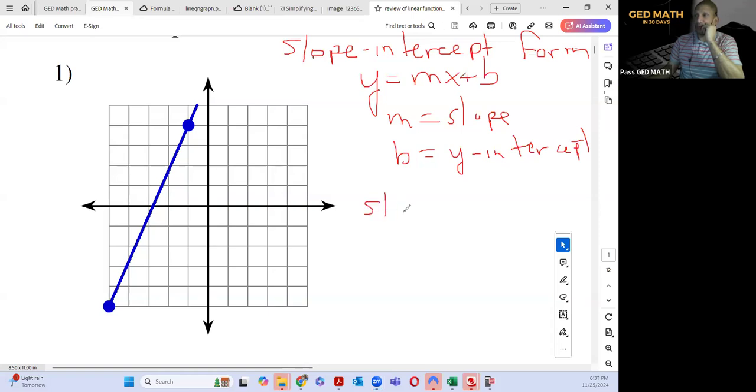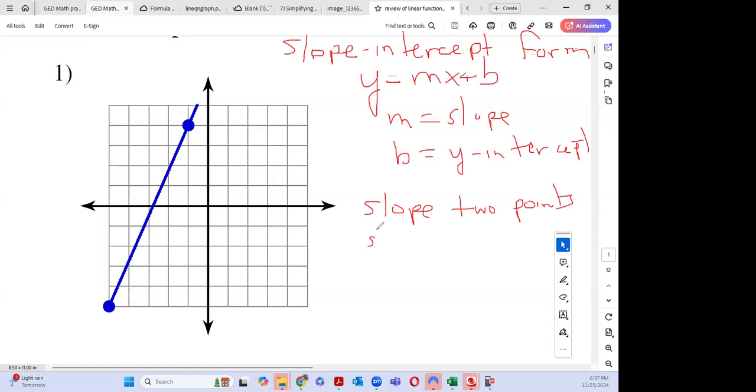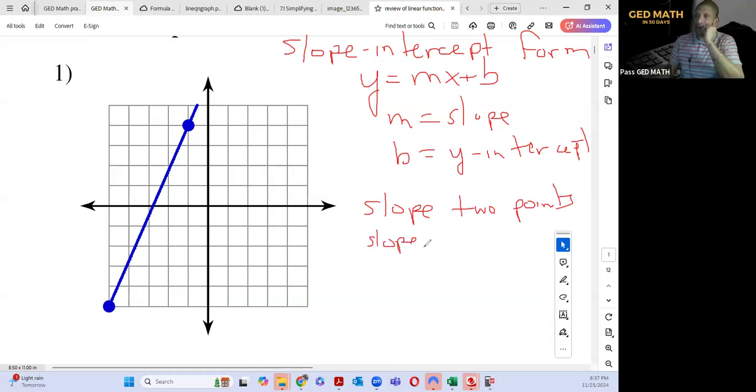So we can find a slope using 2 points, or we can find the slope of a graph using rise over run.